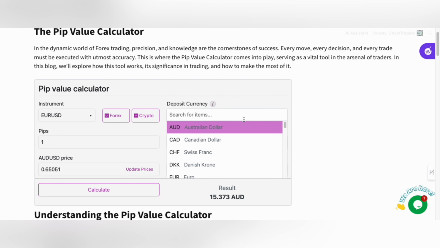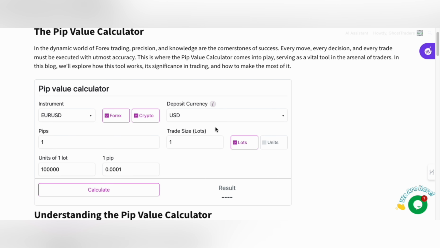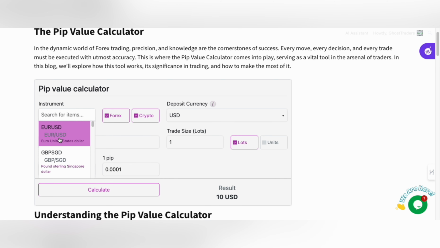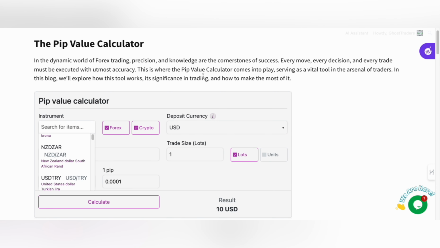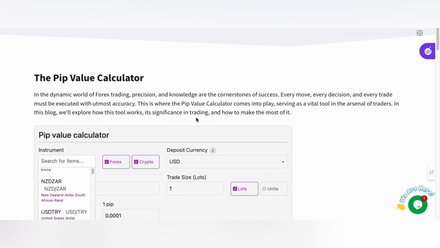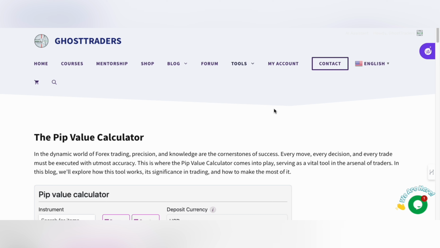But if we go to USD, let's change it to USD, and then that's gonna be 10 US dollar. Okay, it's gonna be 10 US dollar. So you can change the currency pairs here. Different currency pairs have different pip value. So this is the tool here. It's very simple. You just put in whatever you need to put in.